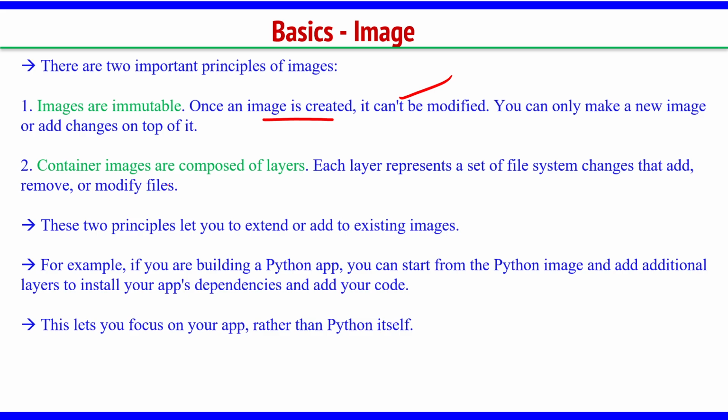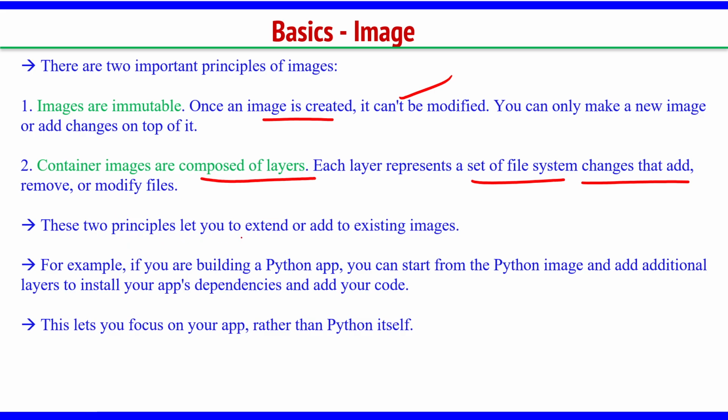Then, container images are composed of layers. Each layer represents a set of file system changes that add, remove or modify files. You will understand this much better when we see the demonstration, when you really experience container and image creation using Docker, then you will understand these layers better. So these are the two important principles.